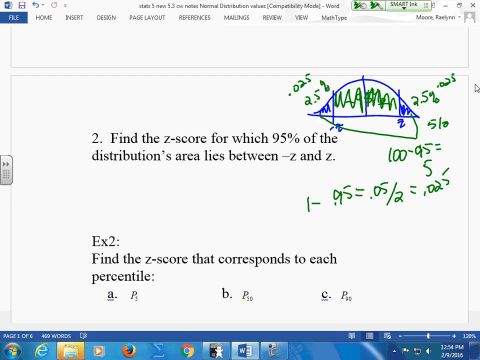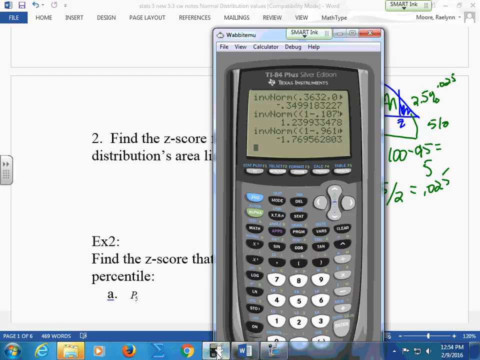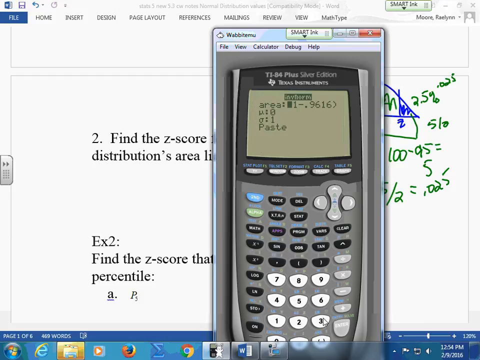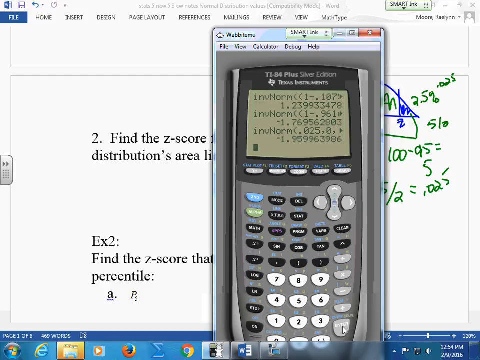So what is it I need to look up? When I do my inverse norm, what number do I put in there for area? Not 0.5. 0.025. So now, if I pull up my calculator and I say, okay, inverse norm, number 3, give me 0.025, and then paste, I will get this answer, which is negative 1.96.